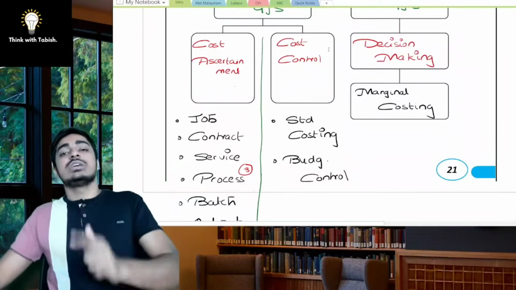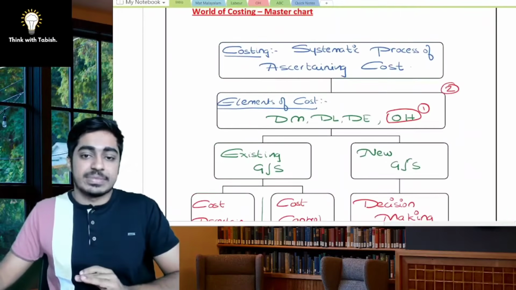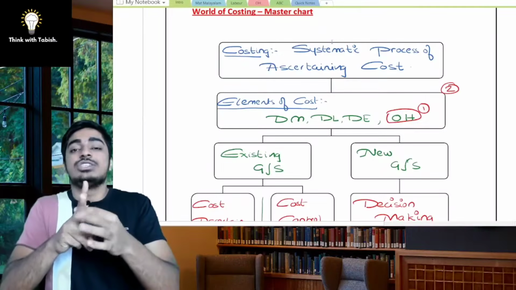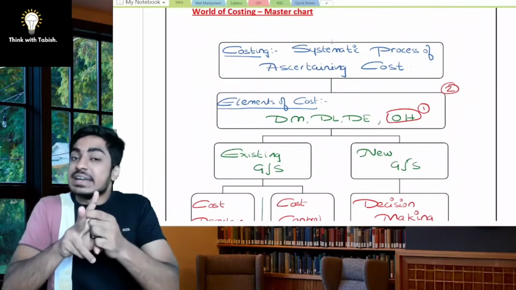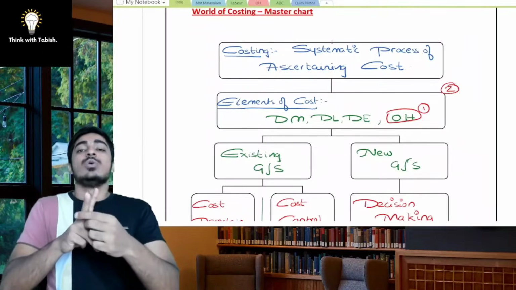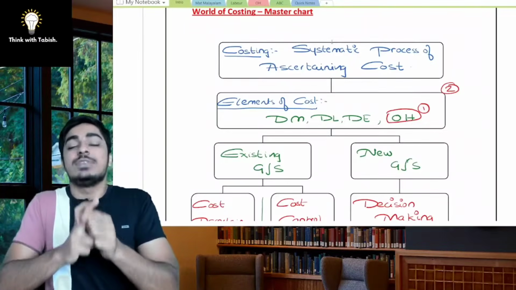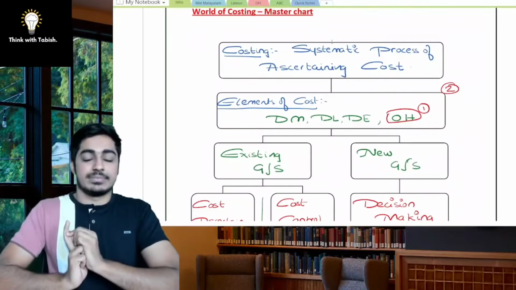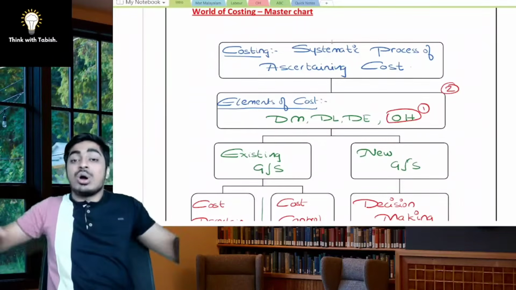One is standard costing, one is budgetary control. Now again, coming to overheads, there are two methods of distributing overheads. One is the traditional method of distributing overheads. We also have a modern method of distributing overheads, which is called activity based costing. Clear?